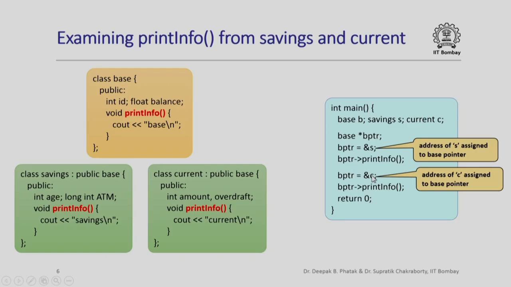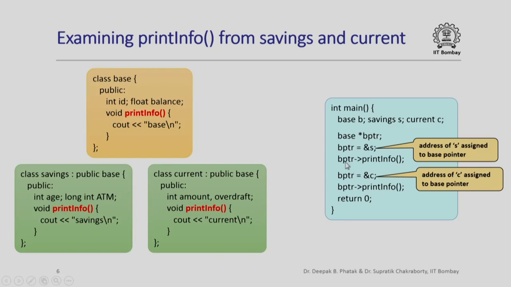So, here the address of C, which is an object of the current class, is going to be assigned to BPTR, which is a pointer to the base class, and then I am going to invoke BPTR arrow printinfo, and finally it returns 0. So, the point to note here is that in this assignment statement I have taken an object of a derived class, taken its address, and then assigned it to BPTR, whose type is a pointer to the base class. But because an object of the derived class can also be viewed as an object of the base class, therefore this assignment is fine.